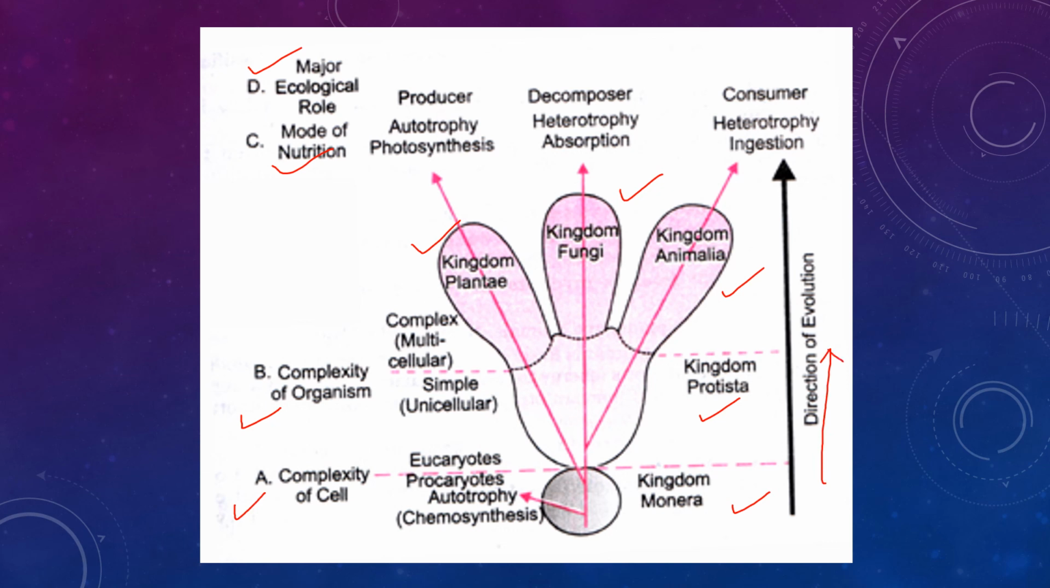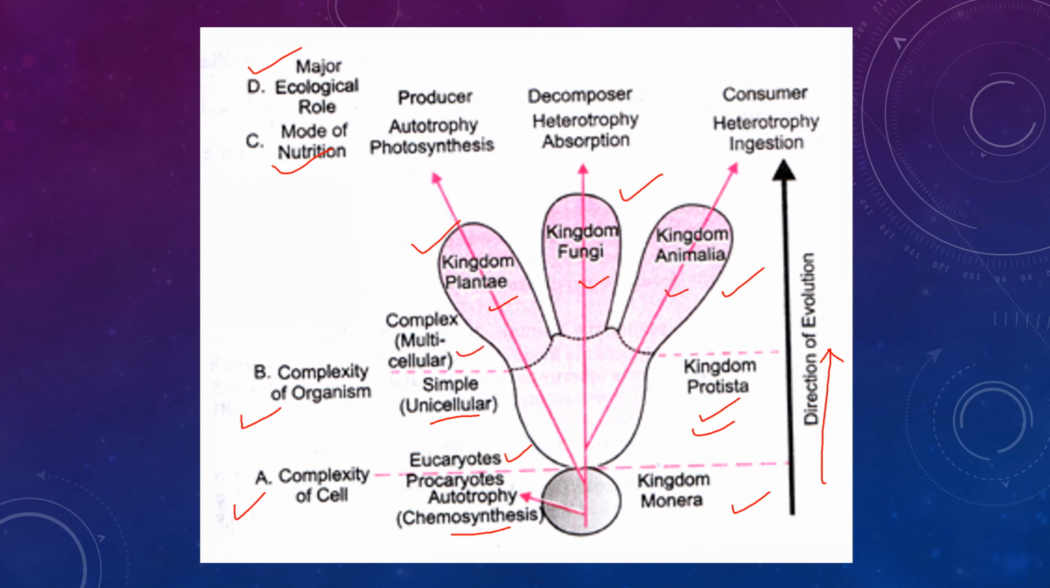Now here you can see the complexity of the cell. They are eukaryotes. Now the upper part: when you talk about kingdom Monera, they are prokaryotic in nature and they are autotrophs. They are chemosynthetic. At the same time, kingdom Protista are unicellular in nature and they are eukaryotes. When you talk about the complexity of the organism, kingdom Plantae, kingdom Fungi and kingdom Animalia are multicellular in nature.